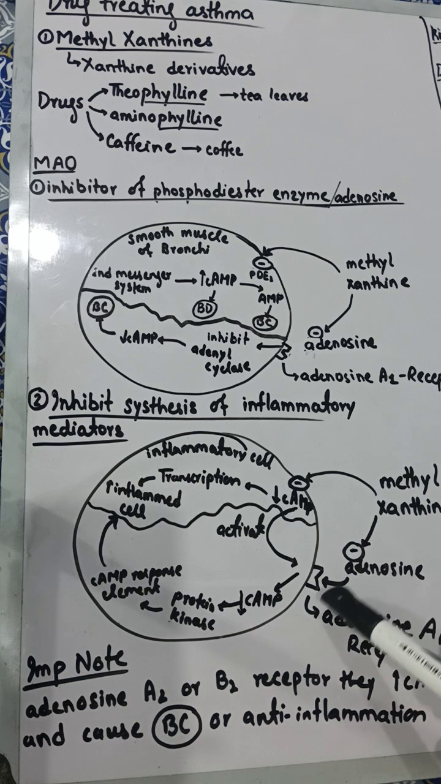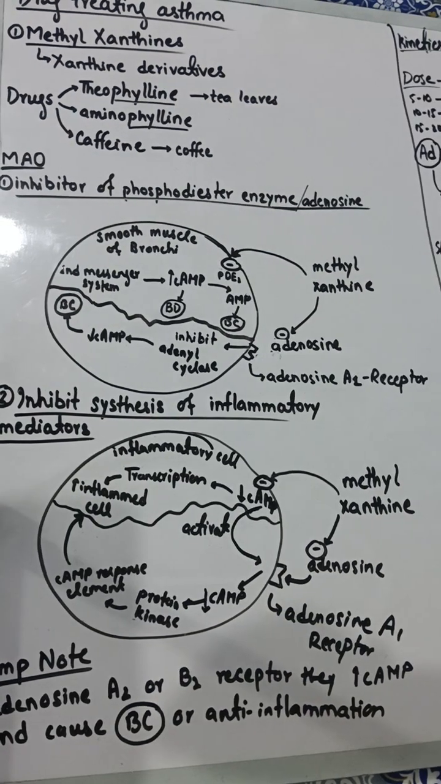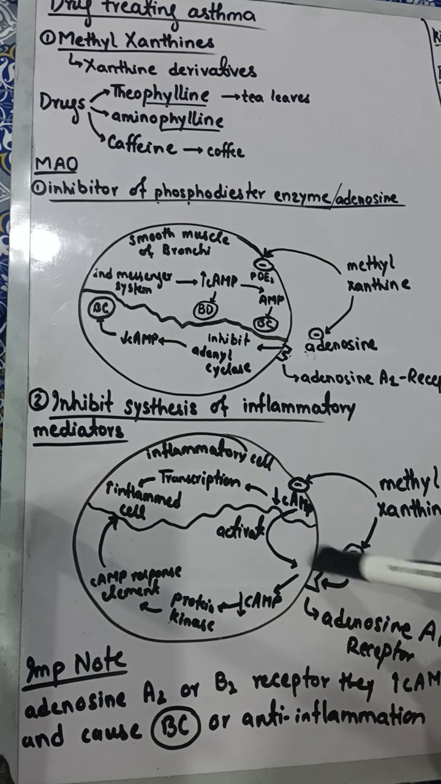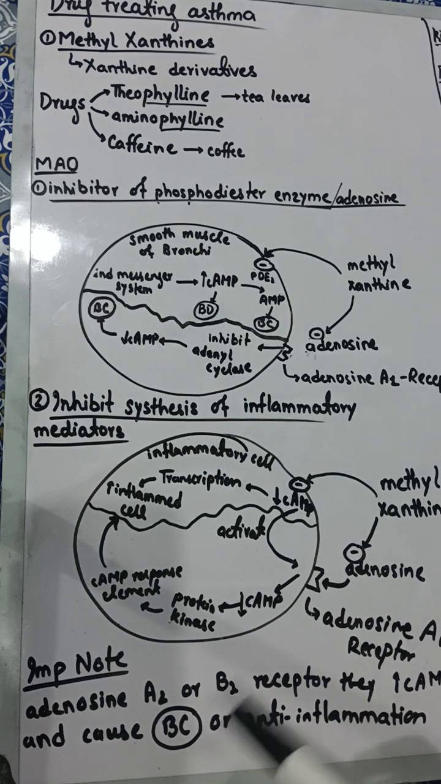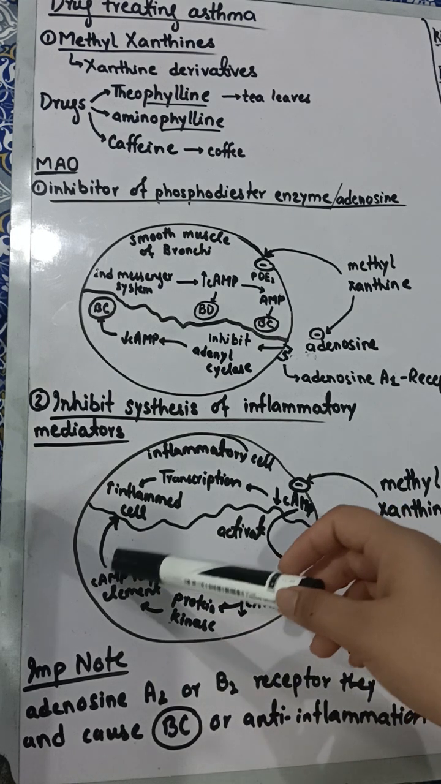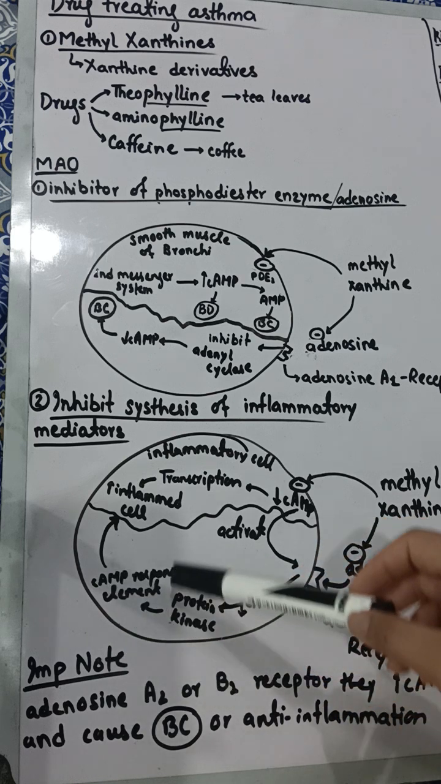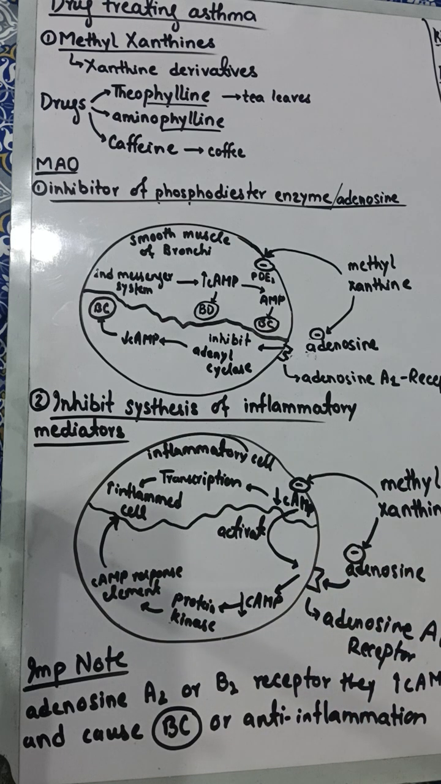Here the role of adenosine is important, because adenosine A1 receptors are also present on your inflammatory cells. They are also responsible for causing low cyclic AMP and the activation of protein kinase. As a result, they phosphorylate the cyclic AMP response element, which causes an increase in inflammatory cells. Therefore, your methylxanthine inhibits adenosine and stops it from producing inflammatory cells. Now I have a very important note for all of you, a very clear concept. There are some other adenosine receptors.